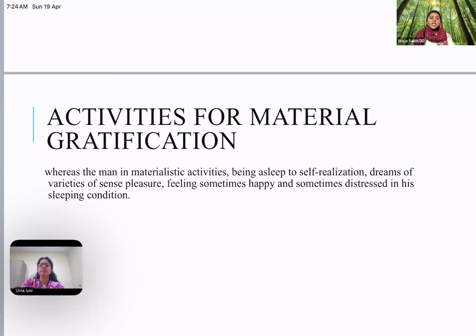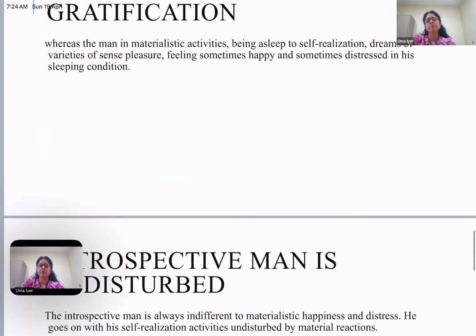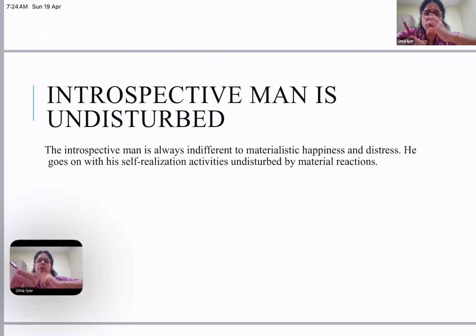Now it is summer. It is not going to be summer all 365 days. After 2 months, the rainy season, the monsoon season, will start. And after that, the winter season will start. So all this is temporary. It is not going to be forever, right? So the introspective man is undisturbed.